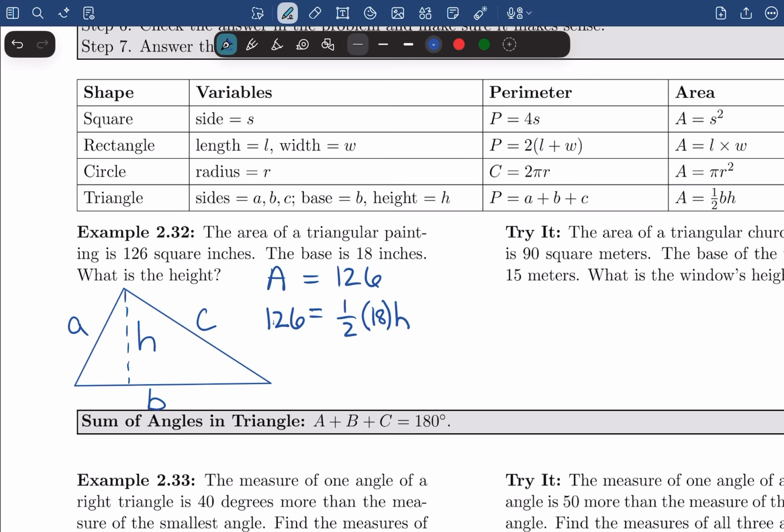Now I know everything in this equation except for h, the height of the triangle, and so now I can solve for the height if I divide by 1/2 times 18. Remember, dividing by a fraction is the same thing as multiplying by its reciprocal, so I'm going to multiply by 2 over 1. And I can divide 18 from one side to the other. So if I take 2 times 126 and divide by 18, I find my height. It's 14 inches.